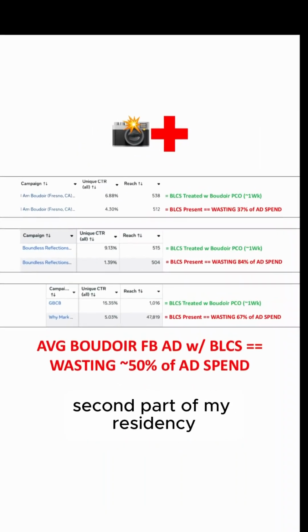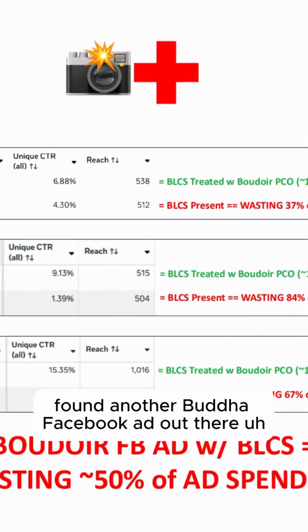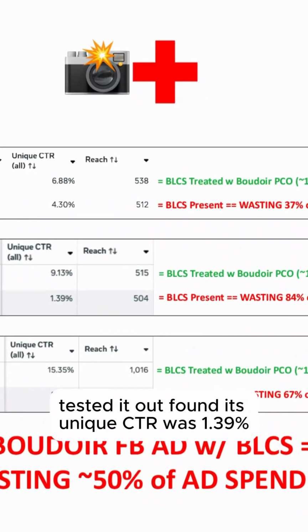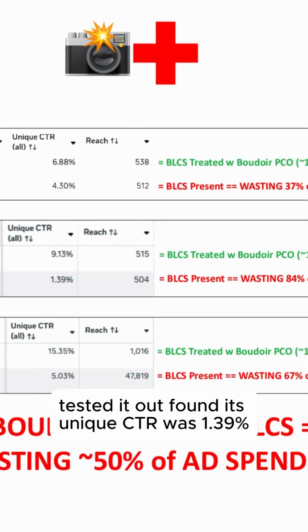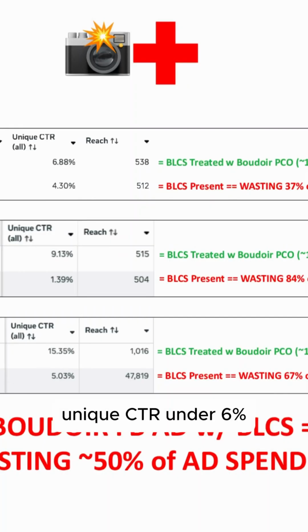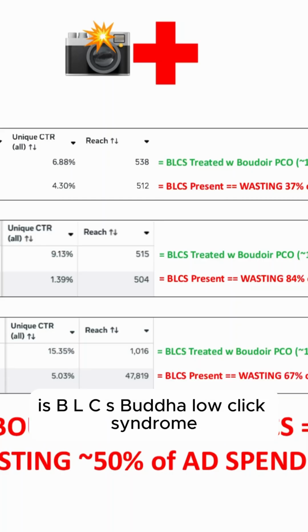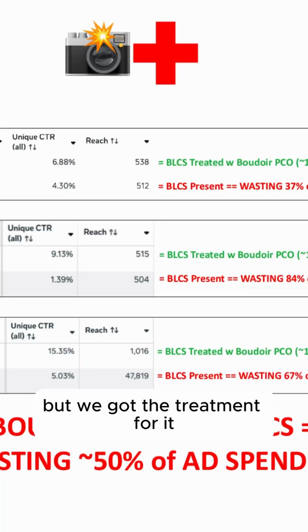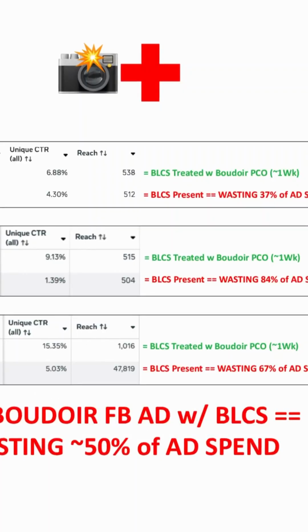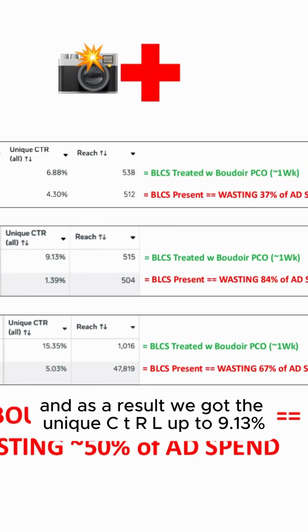All right, second part of my residency, found another Boudoir Facebook ad out there in the marketplace, brought it to the hospital, tested it out, found its unique CTRL was 1.39%. So we discovered that BLCS was present. Unique CTRL under 6% is BLCS, Boudoir low click syndrome, but we've got the treatment for it. BLCS treatment with Boudoir Pico takes about a week. And as a result, we got the unique CTRL up to 9.13%.